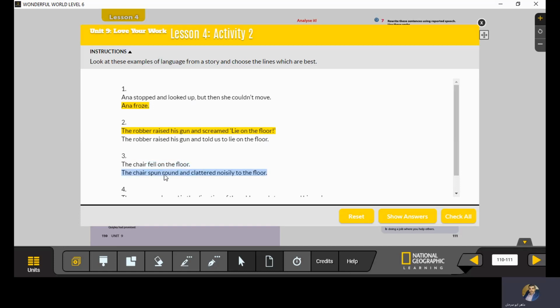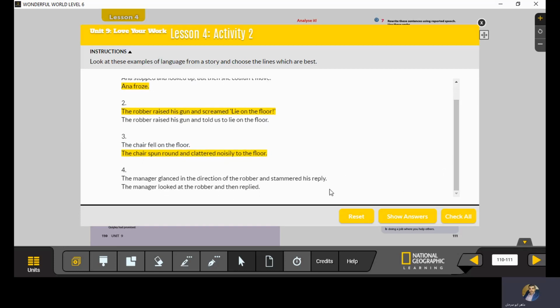Let's take a look at number 3. "The chair fell on the floor." Or "The chair spun round and clattered noisily to the floor." You see, the sound of the sentence is different. This is a style of writing.